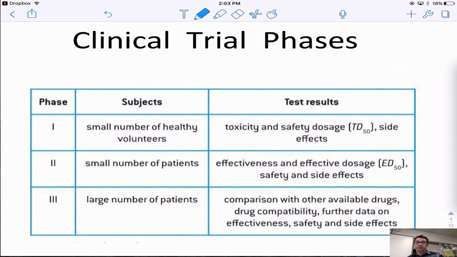And then before the drug would go to market, they would do a large-scale type of trial, a phase 3. And they would do this to compare to other drugs that are on the market. They would see if it interacts with other drugs and causes side effects that they might not think about. And they would try and get a large amount of data.